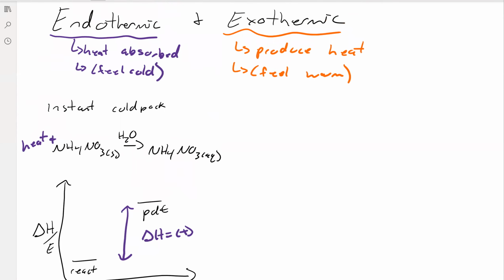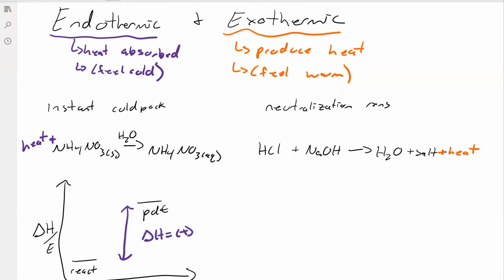On the opposite side, with exothermic reactions, we have something like neutralization reactions, which we see in lab through our calorimetry experiments. Right, so maybe something like a strong acid, like hydrochloric acid, combining with a strong base, like sodium hydroxide, to form water and salt. This will feel warm, and so we can think of heat as a product.